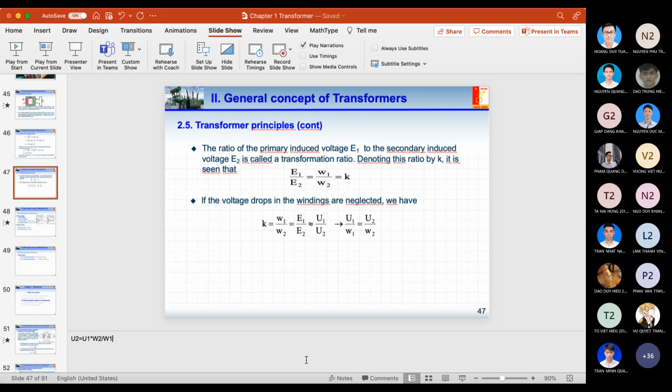I think I will change the turns of W2 because it's a low voltage, and I think it will be safe for the engineer. Okay, safe for the engineer. It means that you will change the turn number of the winding getting low voltage. Of course, I would like to ask another student.